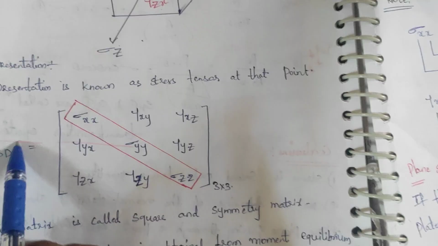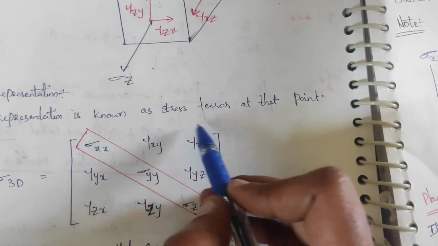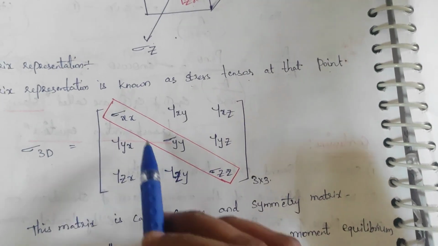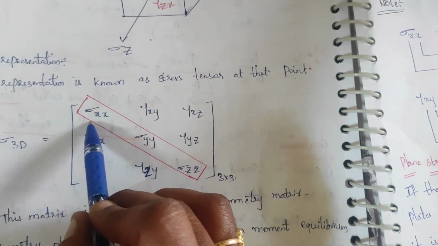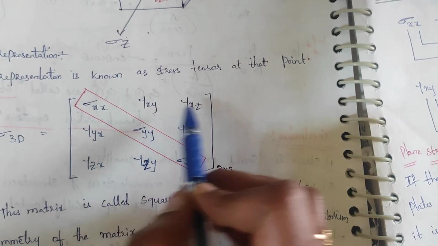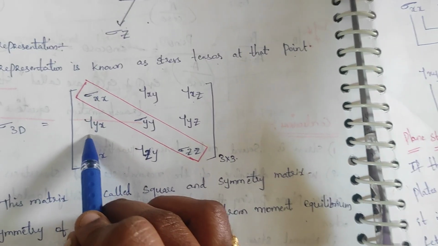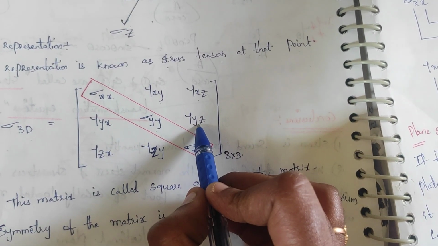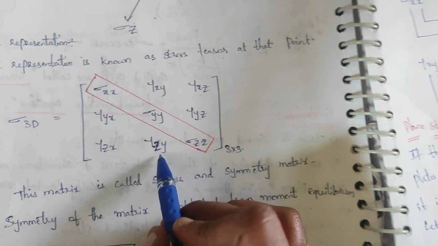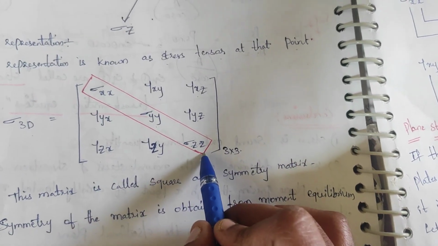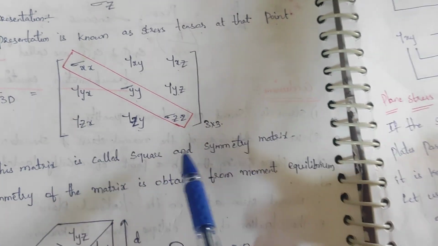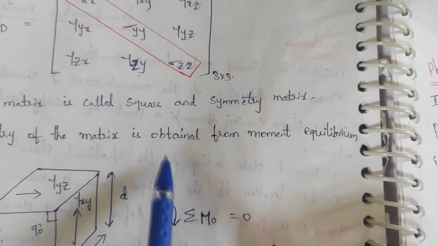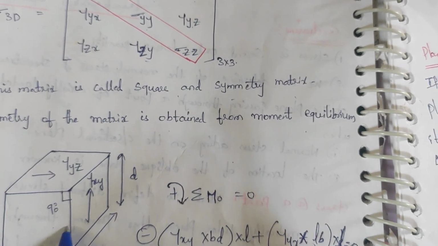And coming to the matrix representation, it is also known as the stress tensor at the point. Sigma 3-dimensional is equals to the matrix with sigma xx, tau xy, tau xz, then tau yx, sigma yy and tau yz, then tau zx, tau zy and sigma zz. This matrix is called a square and symmetric matrix. The symmetry of the matrix is obtained from the moment equilibrium condition also.